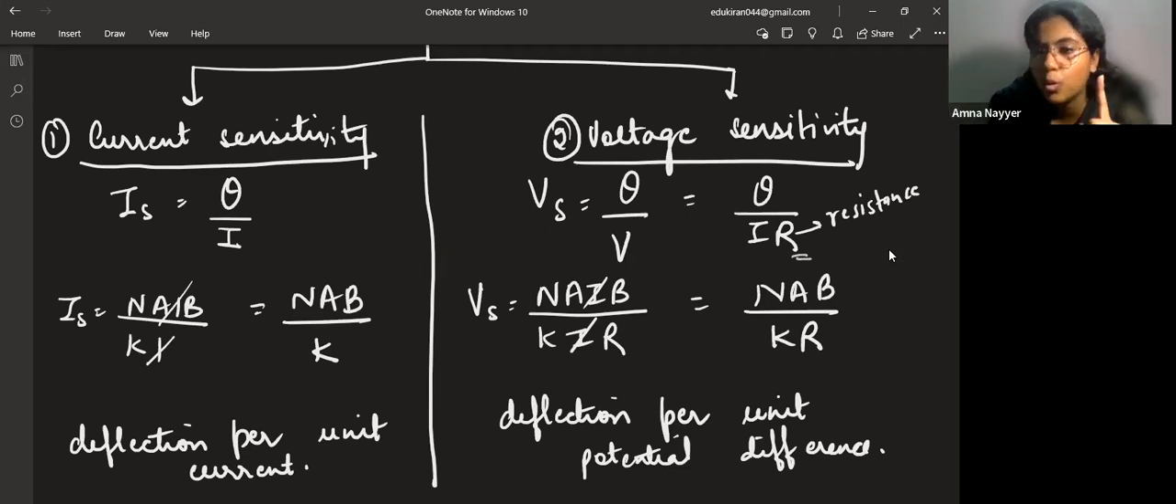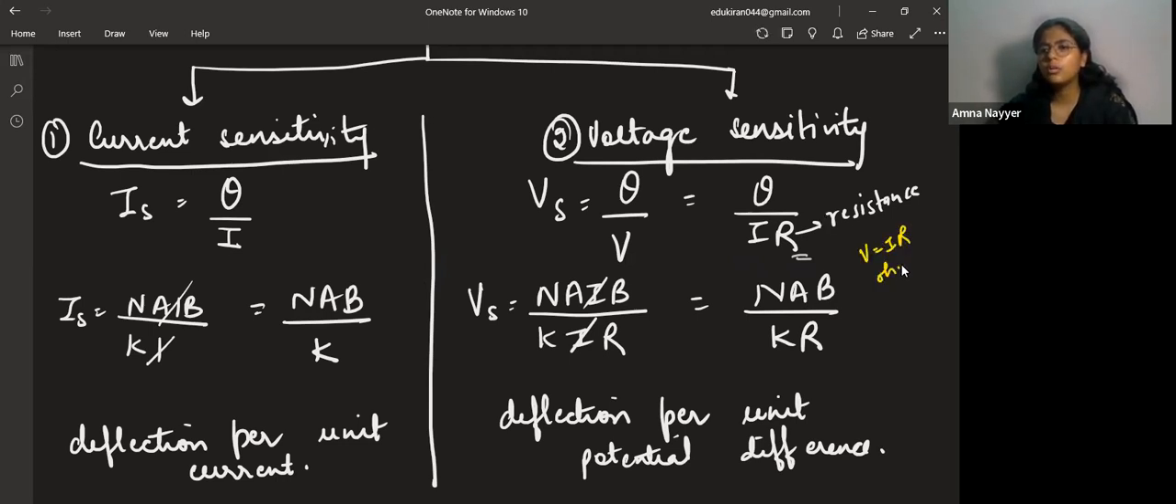Here you are going to use Ohm's law. See, theta by V was already there. V is IR, from your Ohm's law. So now when you put it, the formula for voltage sensitivity is NAB by KR. And even if the definition comes, it is deflection per unit current and deflection per unit voltage. And this part at least you can do if you remember the formula for theta.